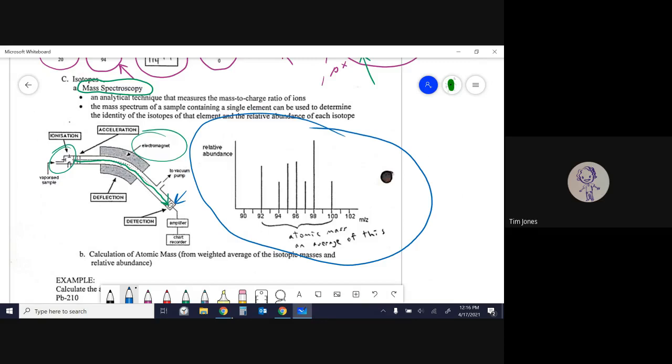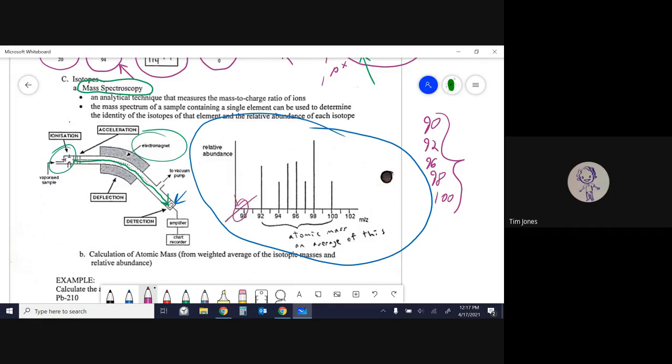A common question that comes up would be, what is the atomic mass of this element? And you might be told 90, 92, 96, and 100. Actually, let me put them in order. Let's do 98 and 100. You might be asked, which of these is the most likely atomic mass of this element? Well, it can't be 90.